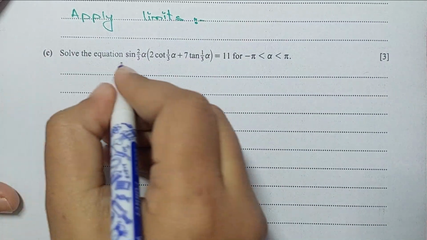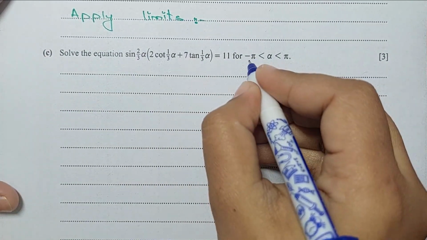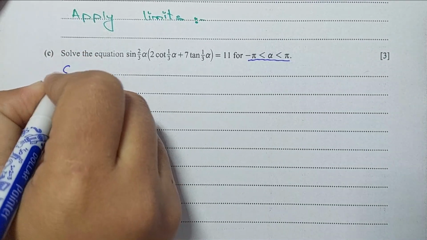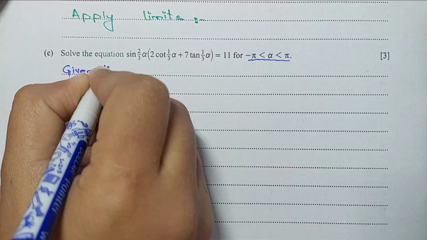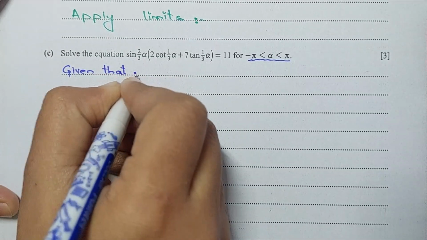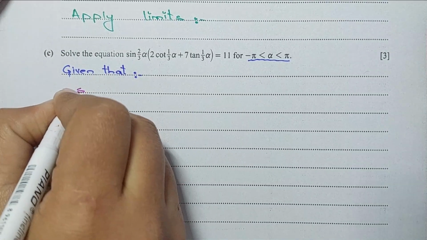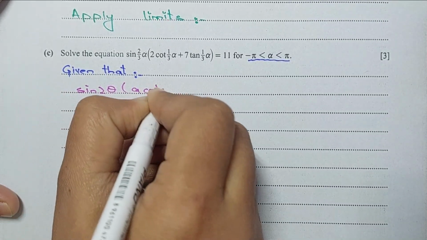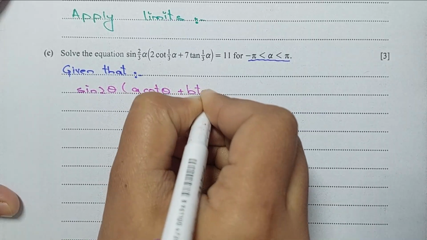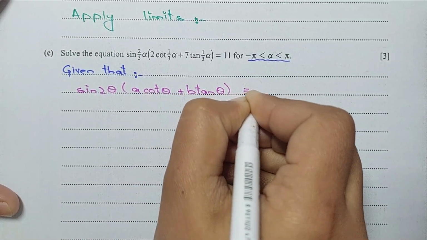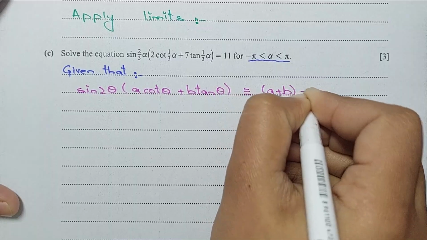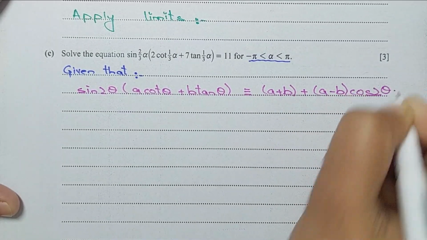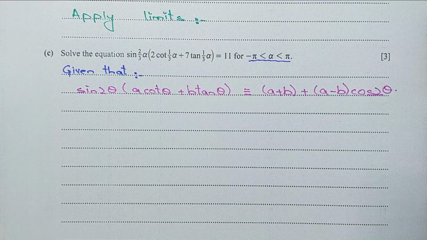Now for part c, solve the equation equal to 11, where alpha is between minus pi and plus pi. Okay, so given that sine 2 theta (a cot theta plus b tangent theta) is always equal to a plus b plus a minus b into cos 2 theta. Okay, let's make a comparison.